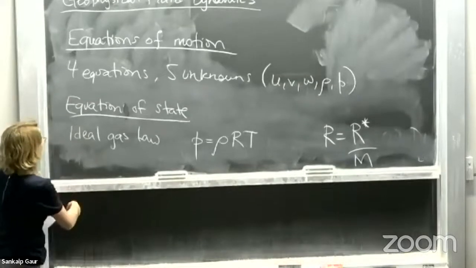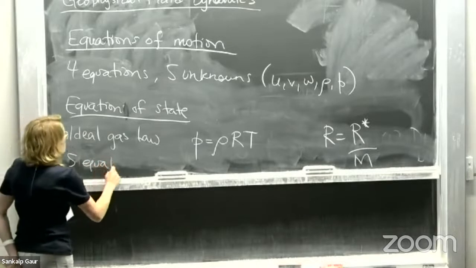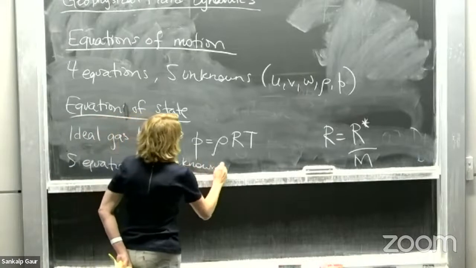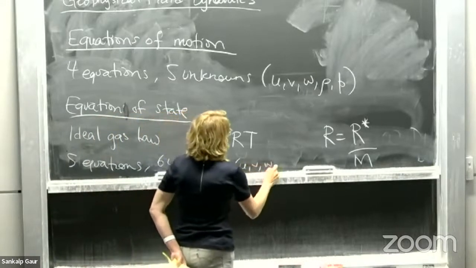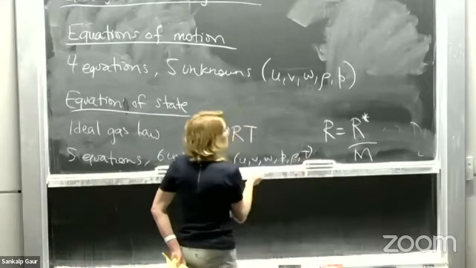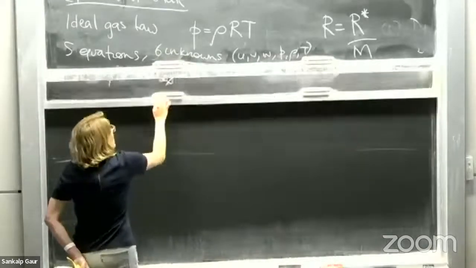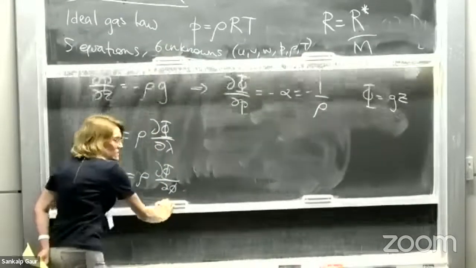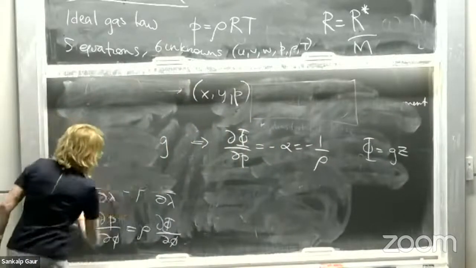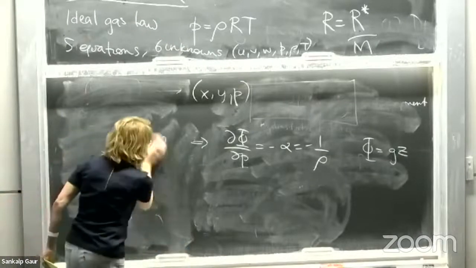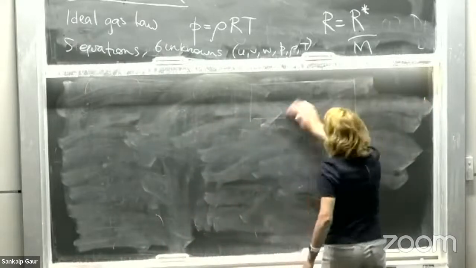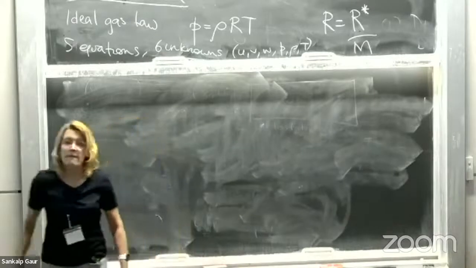Okay, so where are we at now? 5 equations, but unfortunately 6 unknowns, because we've introduced T. So U, V, W, or omega, P, rho, T. So that's where we're at. And now comes the big one, which is conservation of energy. First law of thermodynamics for an ideal gas, because that's the assumption we're making. So presumably you've seen that type of thing before. Now we're applying it to this fluid setup.